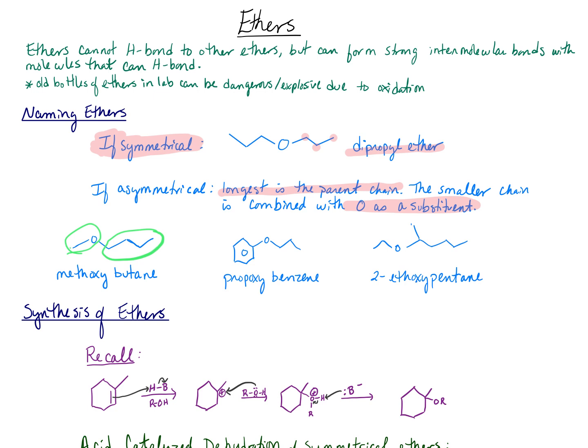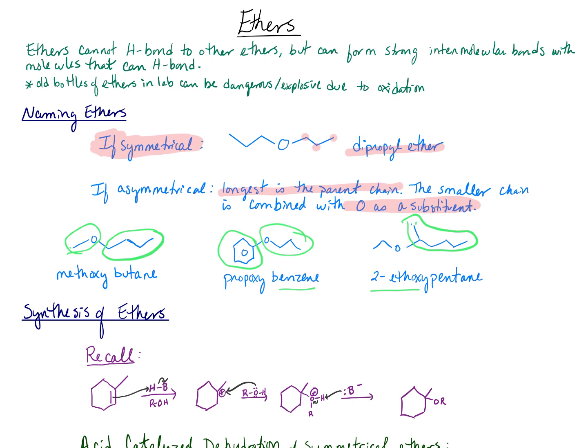Here we have propoxybenzene. So benzene has 6 carbons. It's the biggest thing that we have there, and this becomes the propoxy. And then we have 2-ethoxypentane. Now I did this on purpose, just to show you that the longest chain is here. You can have these ethers coming off the middle of that longest chain as well.